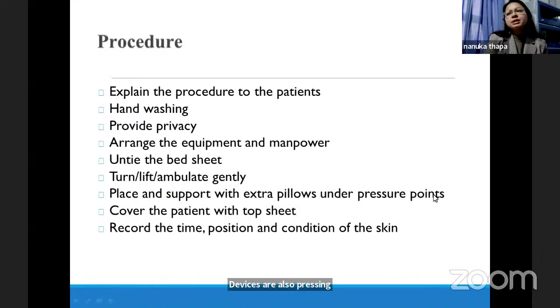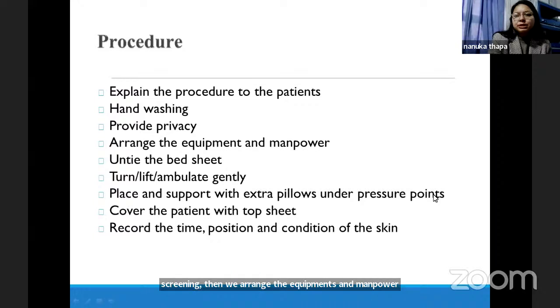For the procedure, the first thing we need to do is explain to the patient, and if the patient is not cooperative or not conscious, we need to explain to the relatives of the patient the importance of positioning. Hand washing. We provide privacy to the patient, we do a screening. Then we arrange the equipment and manpower needed, untie the bed sheets, and we turn, lift or ambulate the patient gently.